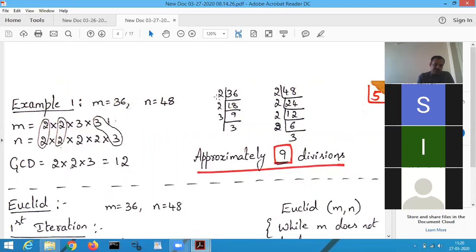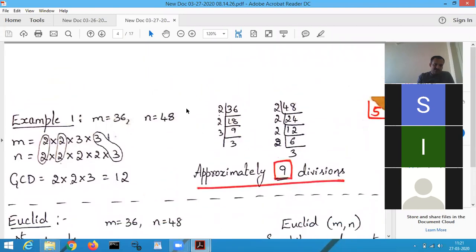See, whenever I want to find the prime factors, first you start with the first prime number. Always the first prime number is 2, the next prime number is 3, and the next prime number is 5. Like that, we need to find the prime factors.